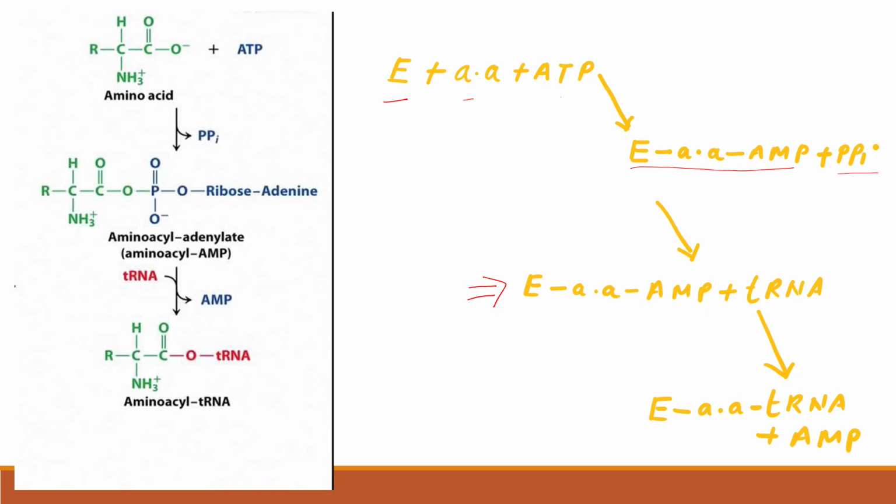So the reaction takes place in two steps. In the first step, the amino acid is activated using ATP. In the second step, aminoacyl AMP reacts with cognate tRNA, which eventually releases aminoacyl tRNA and AMP. So this is what the reaction is.